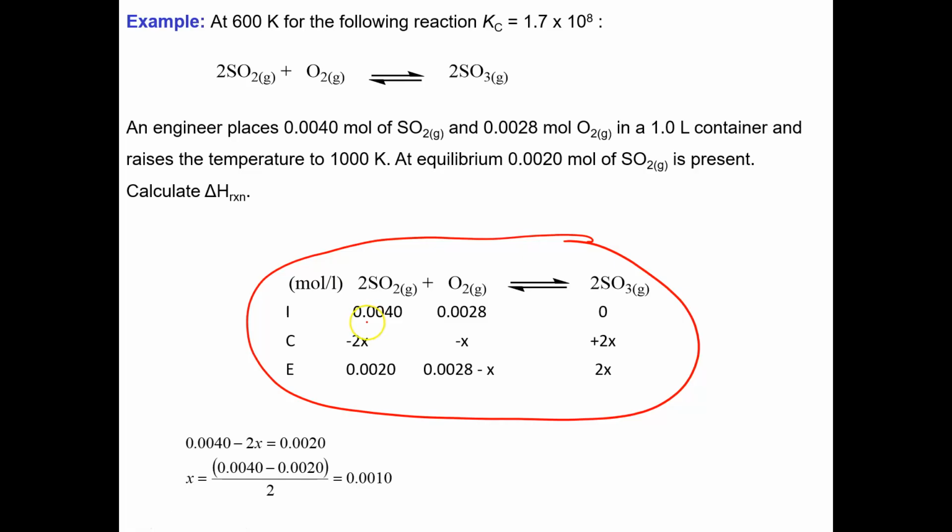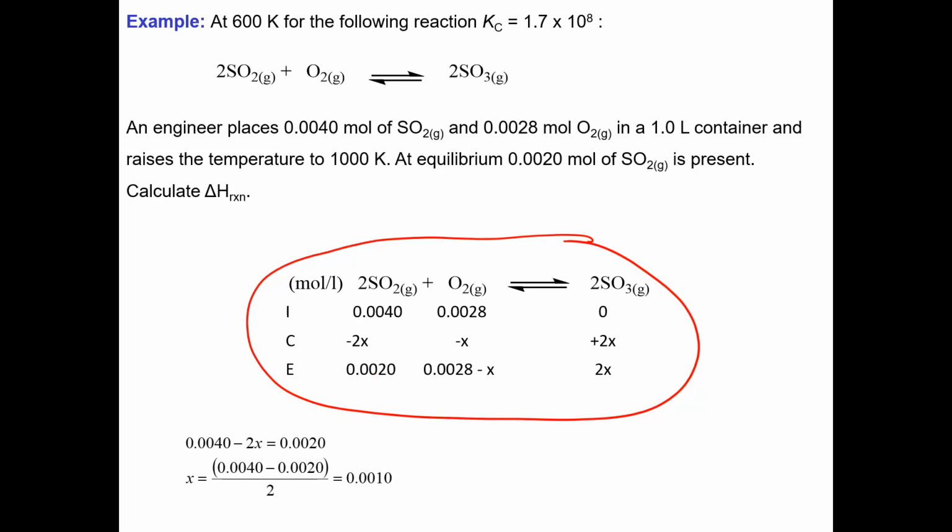We started with 0.004 moles per liter of SO2, 0.0028 moles per liter of O2, and no SO3 present. So the system is going to move towards SO3. That means the SO2 will go down by 2x, the O2 will go down by 1x, and the SO3 will go up by 2x because there are two of those in our equation. When this comes to equilibrium, we were told that the SO2 will have a concentration of 0.0020. So that means it went down by a half.